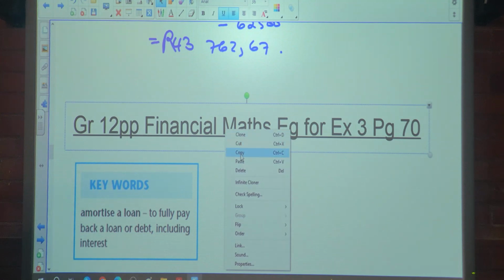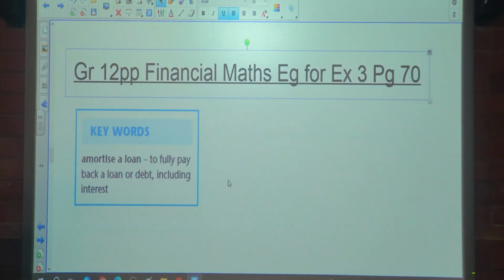And exercise 4 is on page? 72. Sorry? 72.